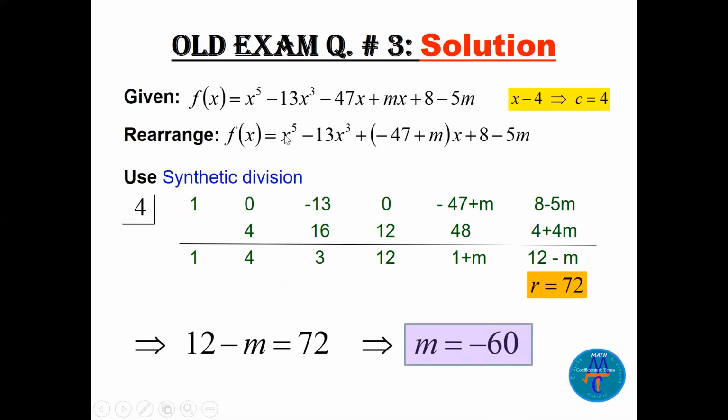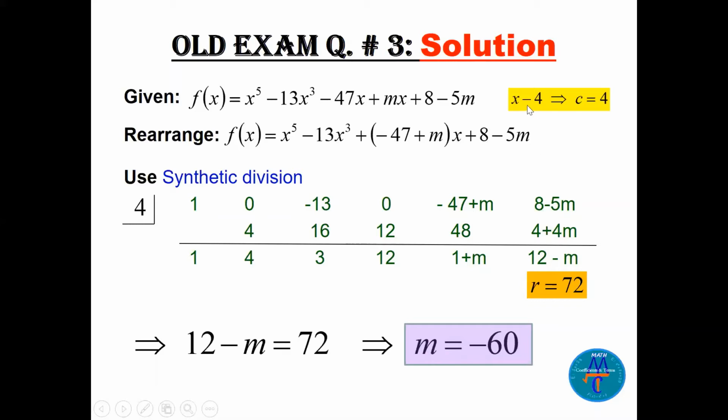So leave x to the power 5, rearrange it here, minus 13x cubed. See, I have to take x out: minus 47 plus m, all in the x. This one here, minus 47 plus m, is the coefficient of the x. And the other numbers, all of it without x, is the constant, 8 minus 5m.